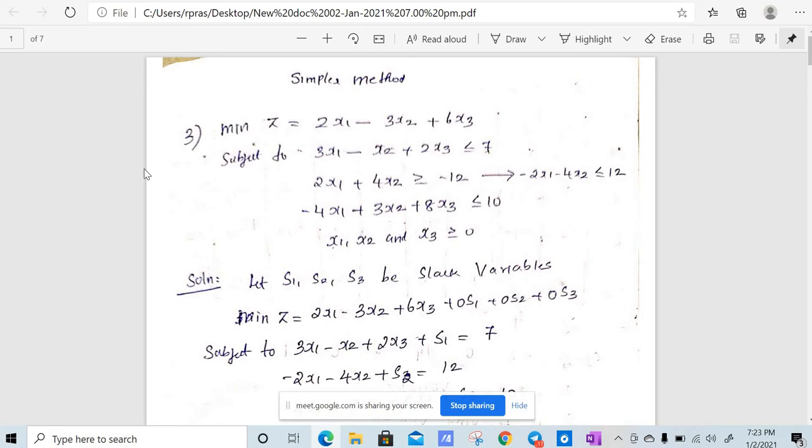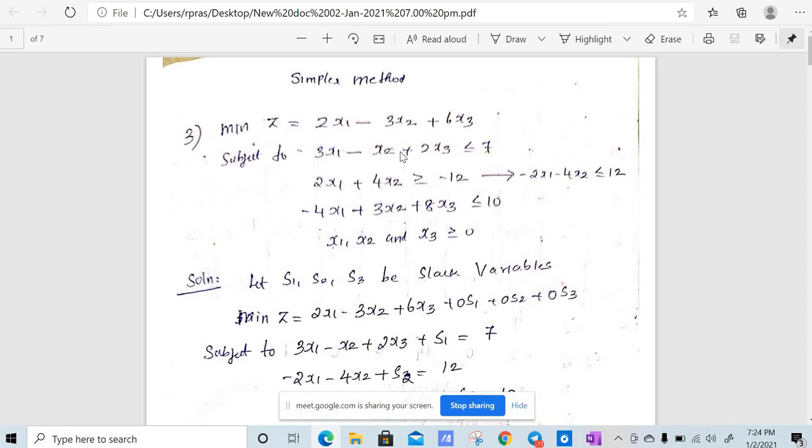Minimize z equal to 2x1 minus 3x2 plus 6x3, and we have 3 constraints: 3x1 minus x2 plus 2x3 less than or equal to 7, 2x1 plus 4x2 greater than or equal to minus 12, minus 4x1 plus 3x2 plus 8x3 less than or equal to 10. Here you can see there is a greater than or equal to symbol. For the simplex method, you make sure that the constraints are less than or equal to. So I'm going to multiply this entire equation by minus 1, so that the inequality is reversed. So minus 2x1 minus 4x2 is less than or equal to 12.